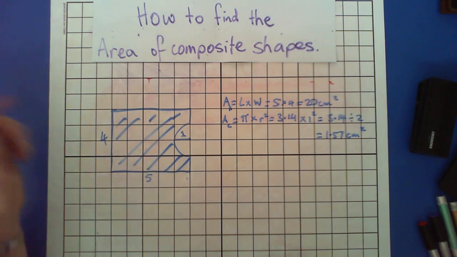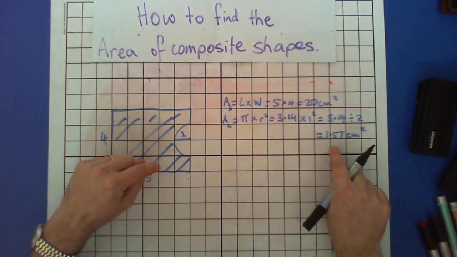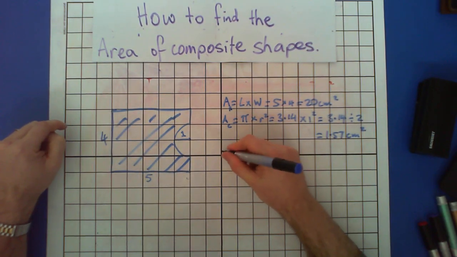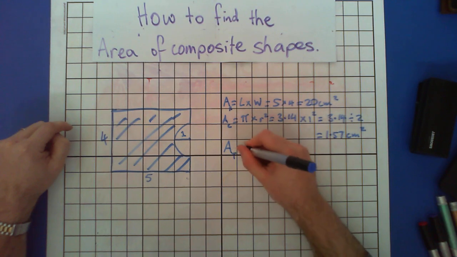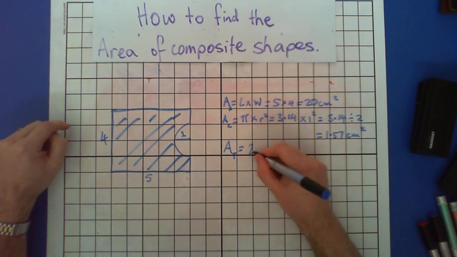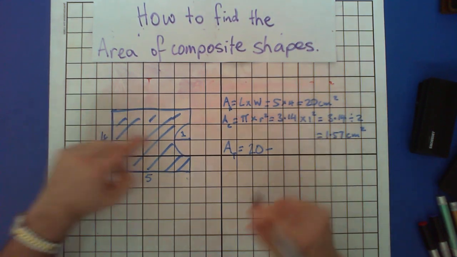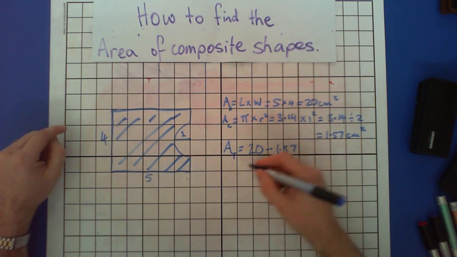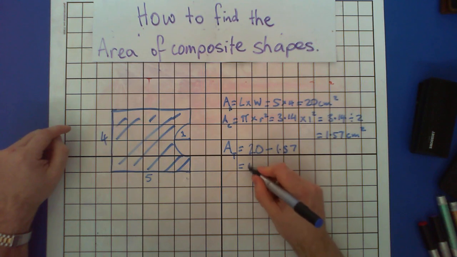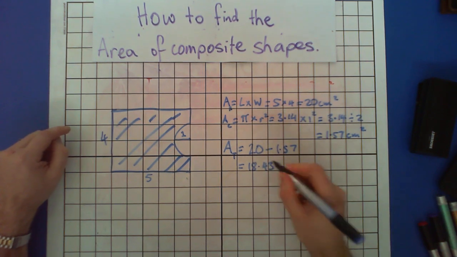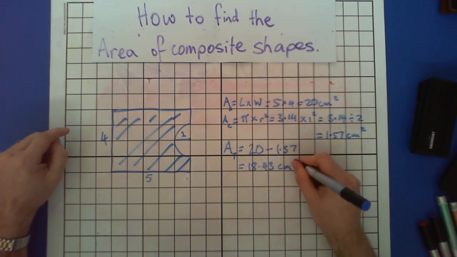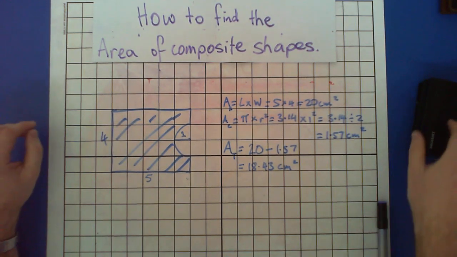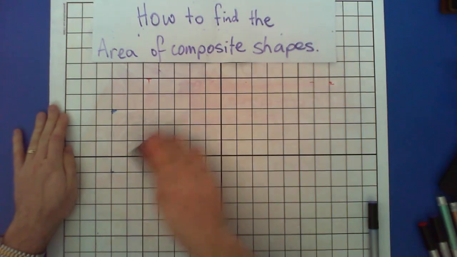Well, I'm not adding it on though. I don't want that area of the circle, I want this taken away. It's been cut out. So my total area is going to be the area of my rectangle, which is 20, minus the area of this semicircle, which was 1.57, which means my area is going to be 18.43 centimeters squared. So a little bit different with that one. Let's have a look at one more.